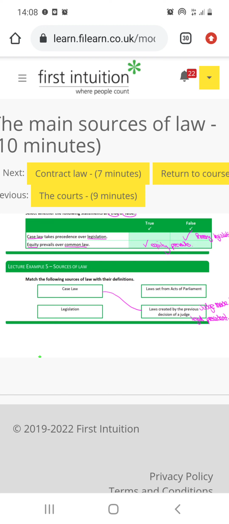And the next one, legislation, of course, has to match to the first option, laws set by Acts of Parliament. And this is our Parliament-made law. That brings us to the end of the recording.